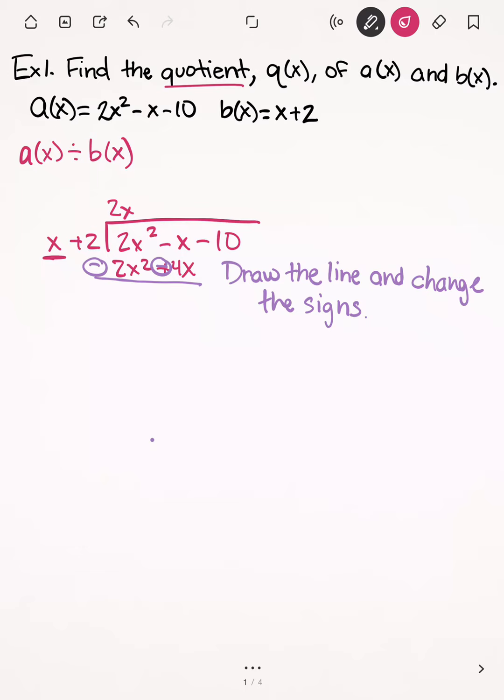So 2x squared minus 2x squared cancels out. A negative x minus 4x, that is a negative 5x. And I bring down the next term of a negative 10. Now I ask myself, what do I need to multiply this x by to get a negative 5x? Well, that's a negative 5. Negative 5 times x is a negative 5x. Negative 5 times 2 is a negative 10.